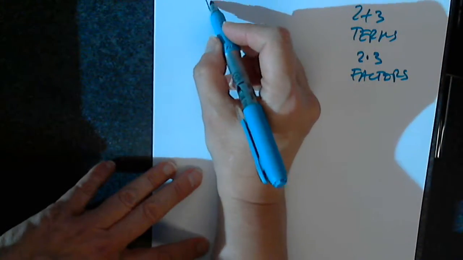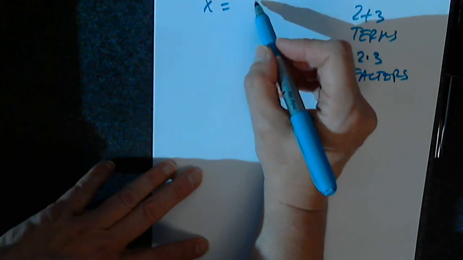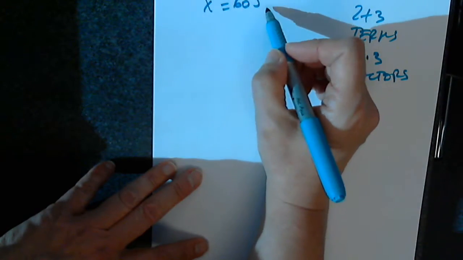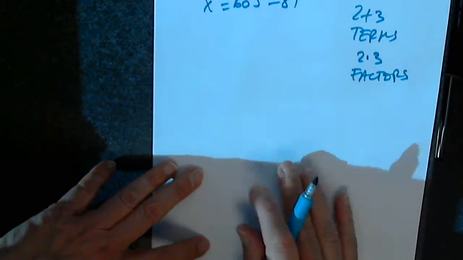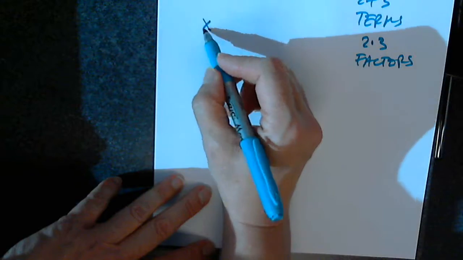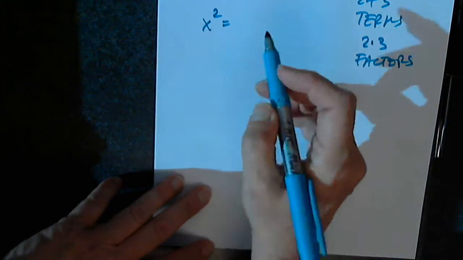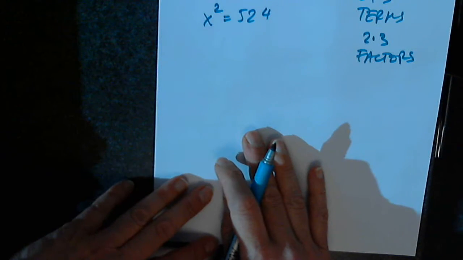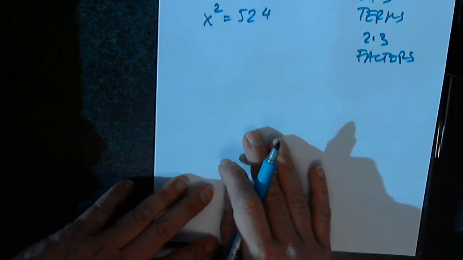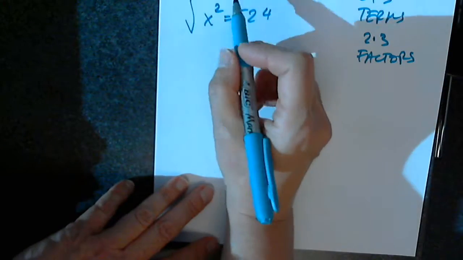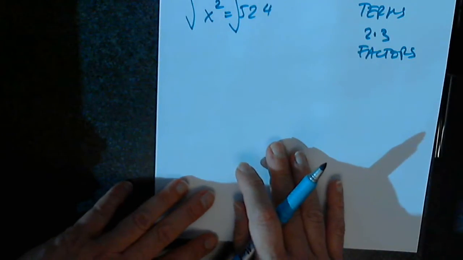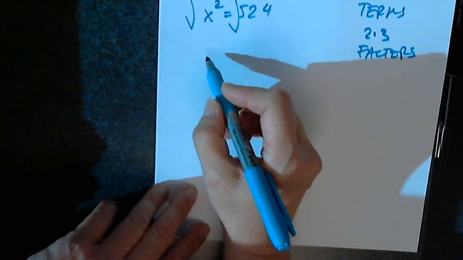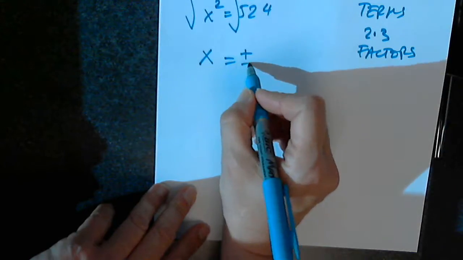So then x squared equals, I got 605 minus 81. So then x squared equals 524. What do I do now? I take the square root from both sides. And remember, there is an intermediate step that I skip, but I have to remember this.